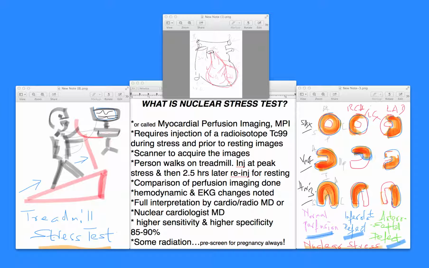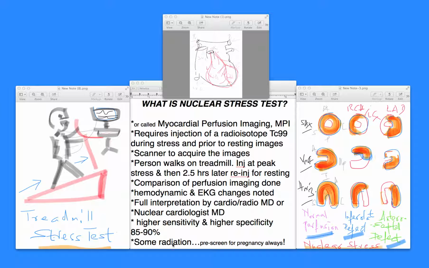Another advantage, just if you do a plain treadmill stress test, the sensitivity and specificity ranges roughly about 65 to 70% the tops. But when you're doing the nuclear stress test, you're hedging towards 85, 90%. Now that is closest to short of doing a cardiac catheterization.